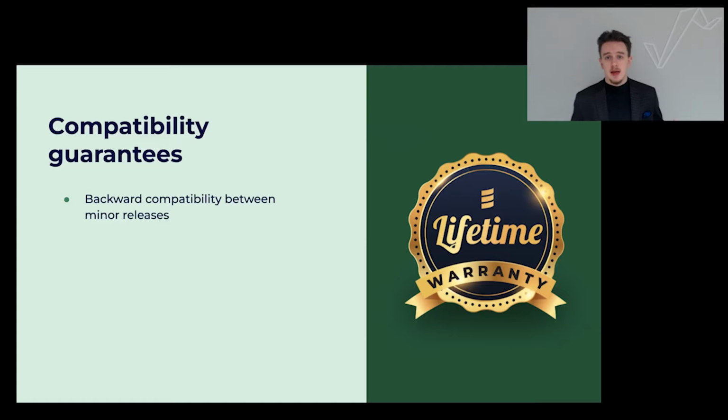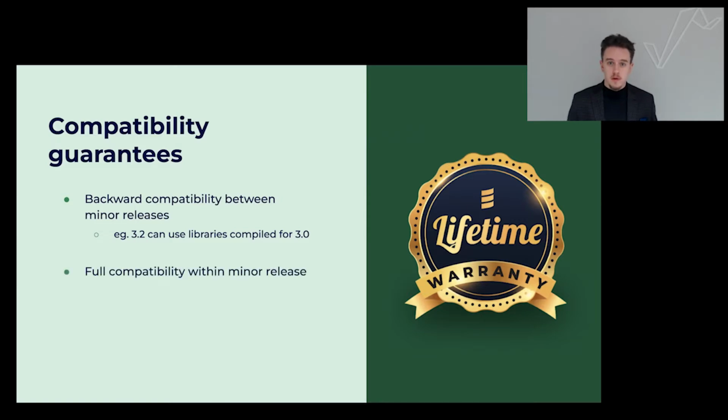How does it look in Scala 3? In Scala 3, we are guaranteed full backward compatibility between minor releases. What do I mean by that? It means that if we have some module compiled with some version of the compiler, it can be used by modules compiled with this version of the compiler and every future version. So, for example, libraries compiled with Scala 3.0 can be used by projects using Scala 3.0, 3.1, 3.2, and any other future version.